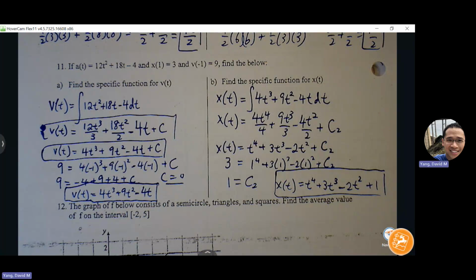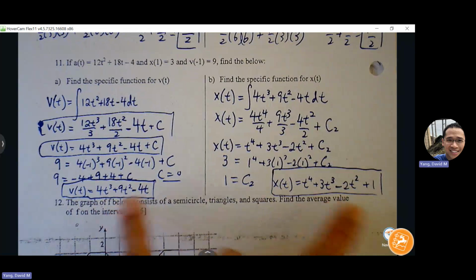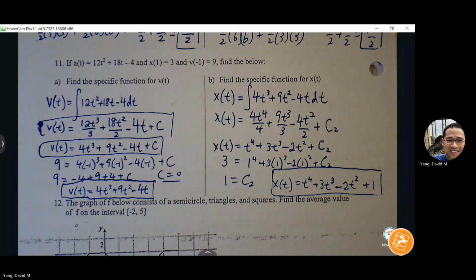You solve for the C values, try to get that value. So specific function, that means you solve for C. Yeah, that means solving for C, replacing C with a number, and then rewriting the function with the C's replaced, right?